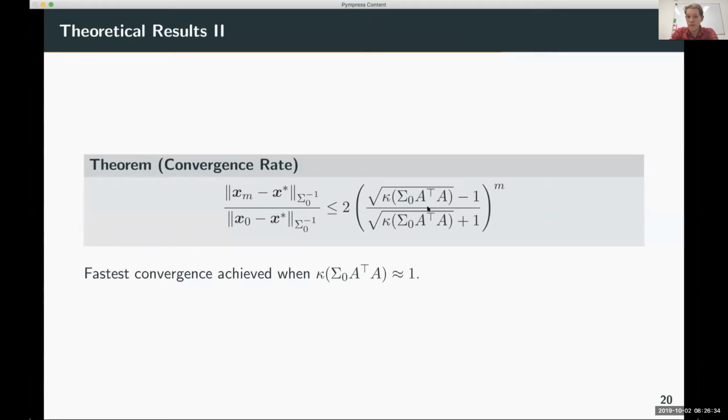But this gives us some inspiration for how we might accelerate the convergence of Bayes CG, because if we can choose sigma naught so that this condition number is close to 1, then one would hope that this upper bound would mean that the posterior mean was going to converge very, very rapidly to the truth.